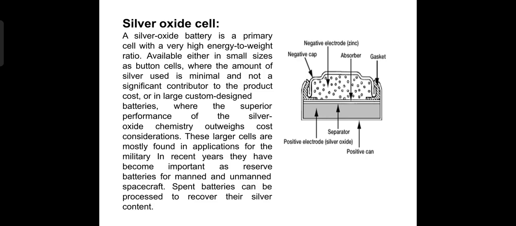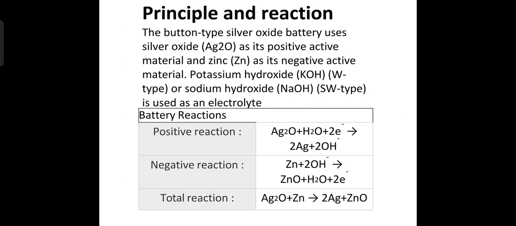These larger cells are mostly found in applications for the military. In recent years, they have become important as reserve batteries for manned and unmanned spacecraft. When spent, batteries can be processed to recover their silver content. That is the silver oxide battery. Those are the principle and reactions: the positive reaction, the negative reaction, and the total reaction.